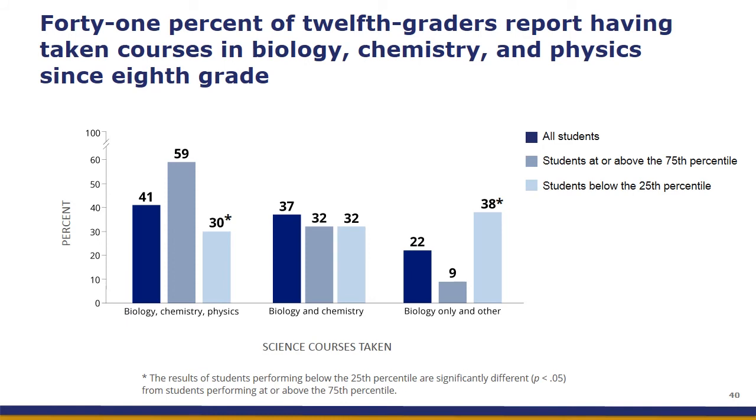Students at or above the 75th percentile, represented by the medium blue, are more likely to have taken the 3 science courses compared to those below the 25th percentile in the lighter blue. On the other extreme, lower performers are more likely to have only taken biology or another course compared to the higher performers. This suggests a clear relationship, although again correlational, between course taking and performance on NAEP science.